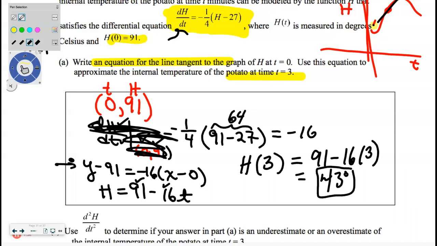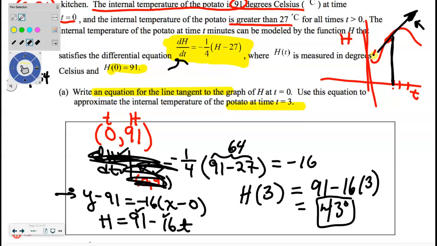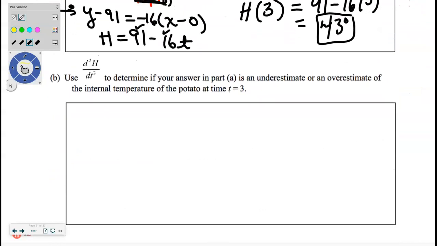Understand what you just did, okay? You found the temperature of the potato away from the point of tangency. It was actually at 0, whatever, but I'm just giving a general sketch. You hopped on the line, and you estimated that was up at 43 degrees. Does that make sense? It's not that line, and it's not that function, you're not on the function. That's your estimate. Part B.